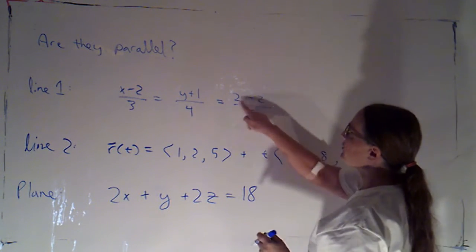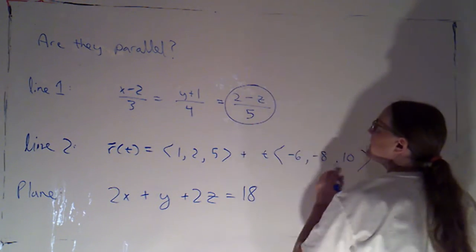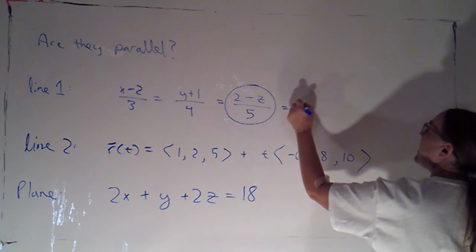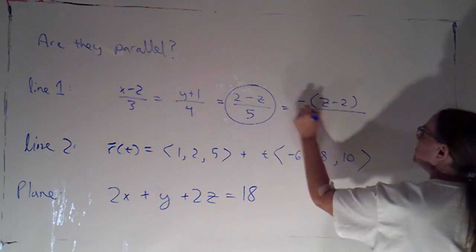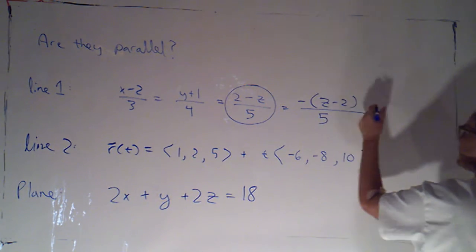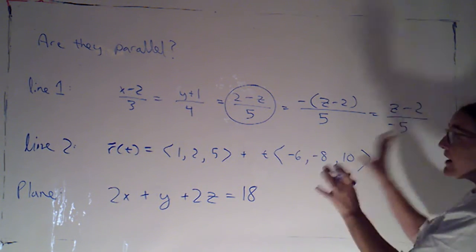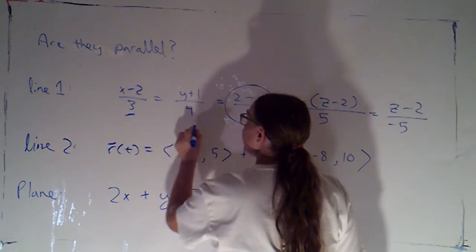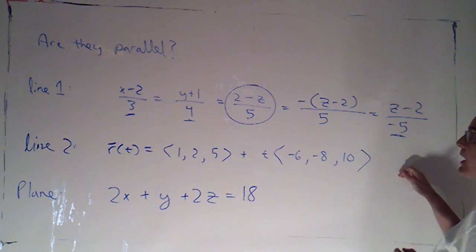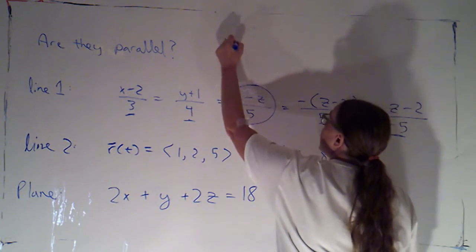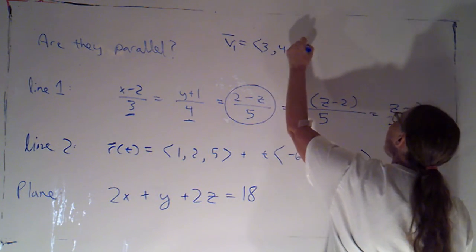But here, I've got 2 minus z. I don't have just one copy of z, I've got negative 1 copy of z. So for this one, I would need to factor out that negative 1 to write that as negative z minus 2 over 5. And then I'm going to bump that negative to the bottom. So that's z minus 2 over negative 5. Now, once I have that, the numbers that are in the denominator are the components of the direction vector. So I'm just going to write v1 here as the direction vector for line 1, and that's 3, 4, negative 5.